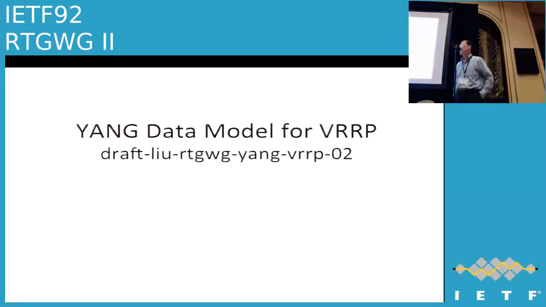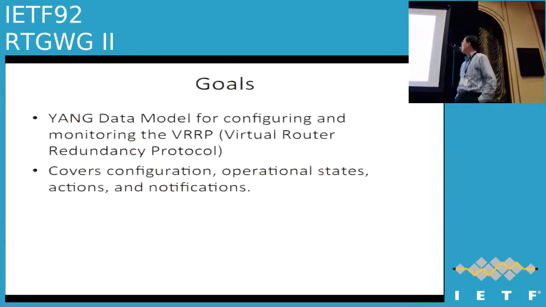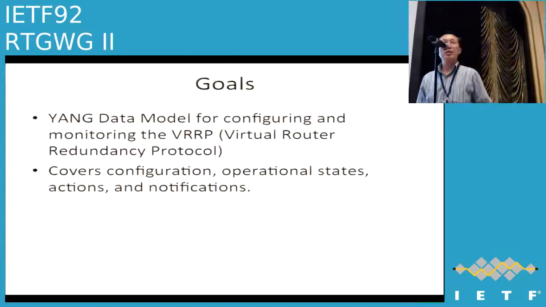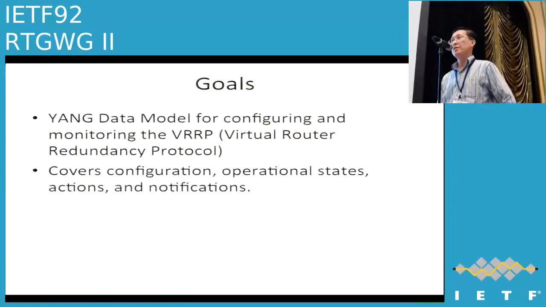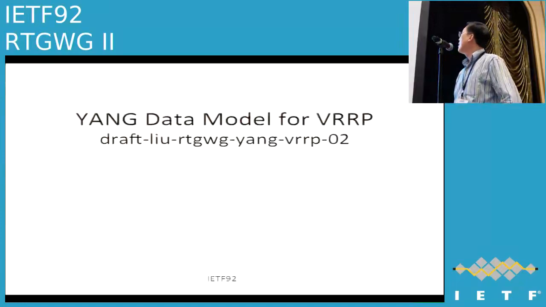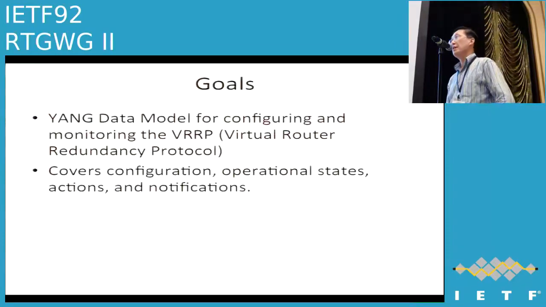VRRP is a simple, useful protocol which provides higher availability for IP addresses. So this model will provide a way to configure the VRRP protocol, and also you can get the operational status and get the statistics, and the model also defines actions, which are RPCs, and notifications.